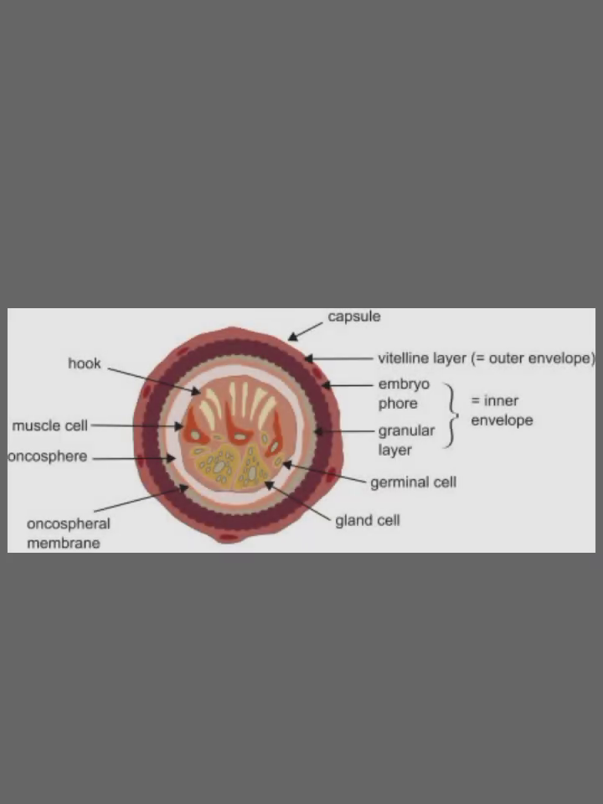Now, the adult Echinococcus. They are divided into scolex, neck, immature segment, mature segment, and gravid segment. Scolex includes head parts, which include hooks, rostrum, and suckers. Mature segment includes testes and ovaries. Gravid segment includes uterus and zygote.